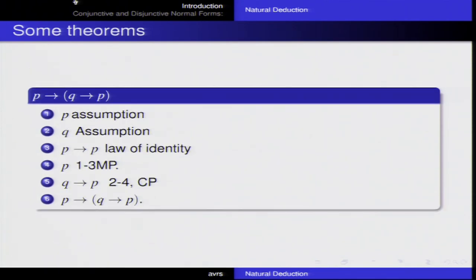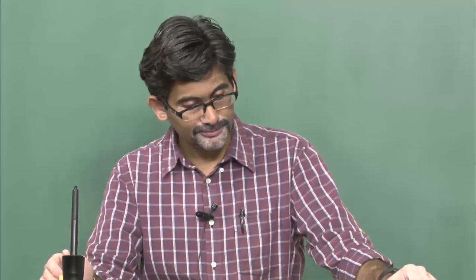So these are some of the ways to prove these theorems. This is considered to be one of the important instances of the paradox of material implication. It says that a true proposition is implied by any kind of strange proposition.